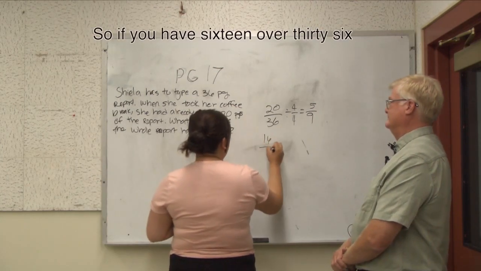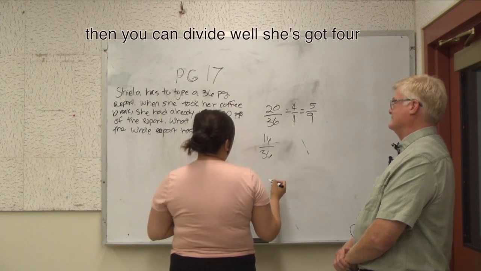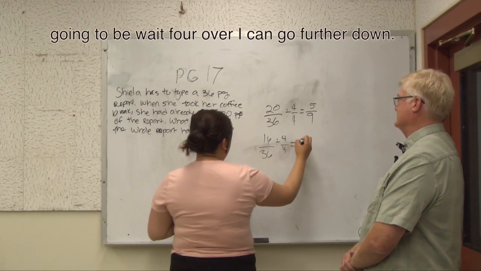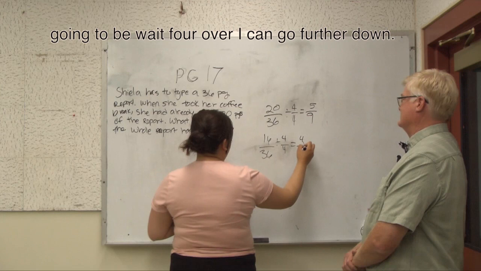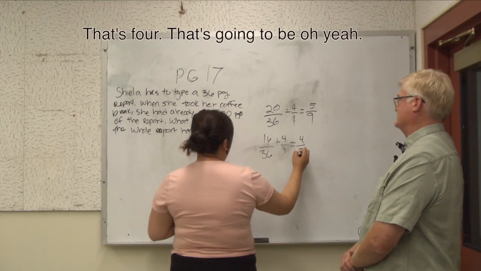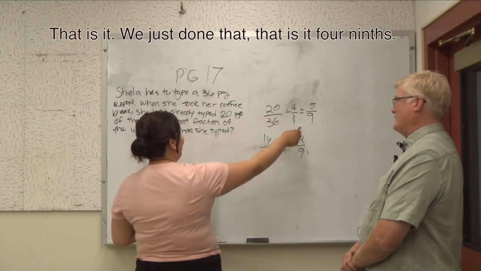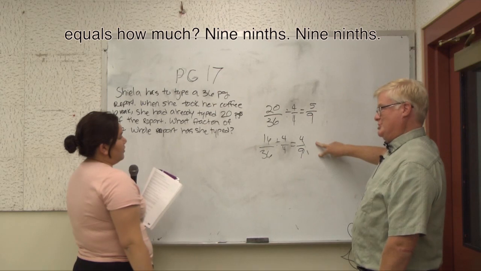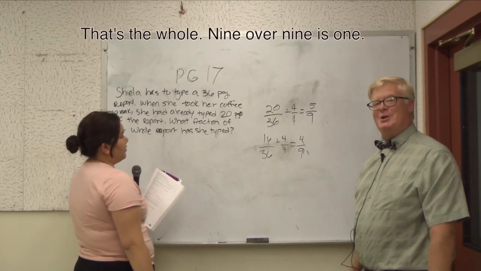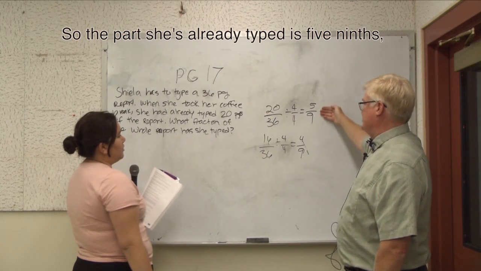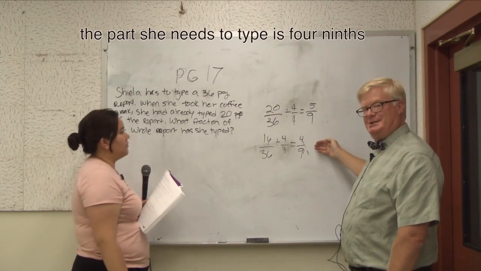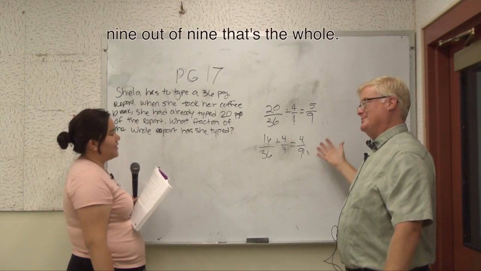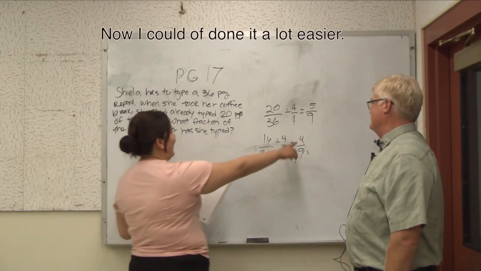If you have 16 over 36, then you could divide both by 4, and that's going to be 4/9. Now take a look. 5/9 plus 4/9 equals how much? 9/9. That's the whole. 9 over 9 is 1. So the part she's already typed is 5/9. The part she needs to type is 4/9. When she's done both of them, you add them up together, you get 9 out of 9. It's the whole.